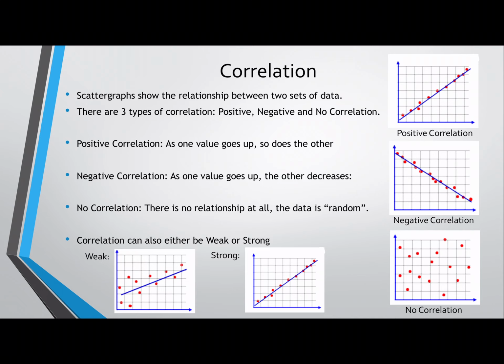So it's just based on looking at the graph and seeing: is it close to my line of best fit or far away? And then is one going up while the other one goes up, or is one going down while the other one goes up, or is it all completely random, just scattered all over the place with no sense of making sense at all?